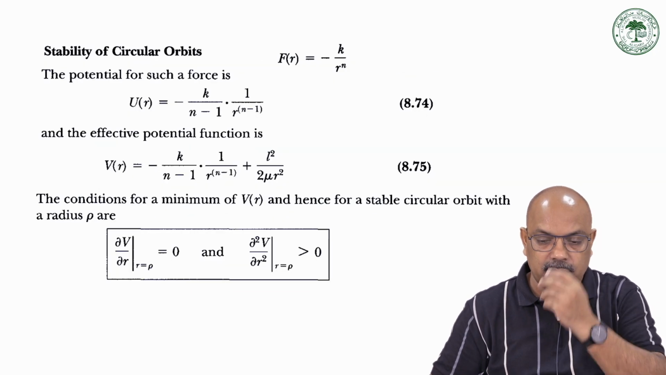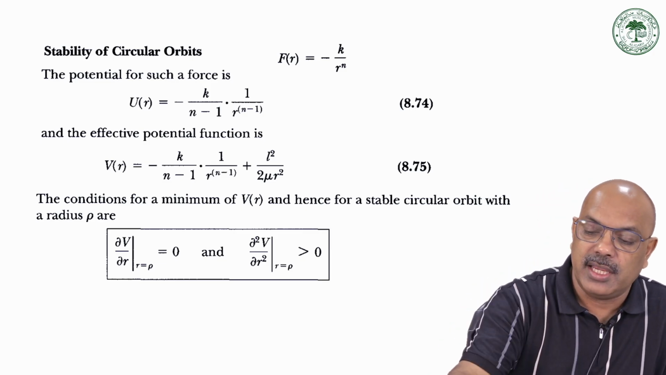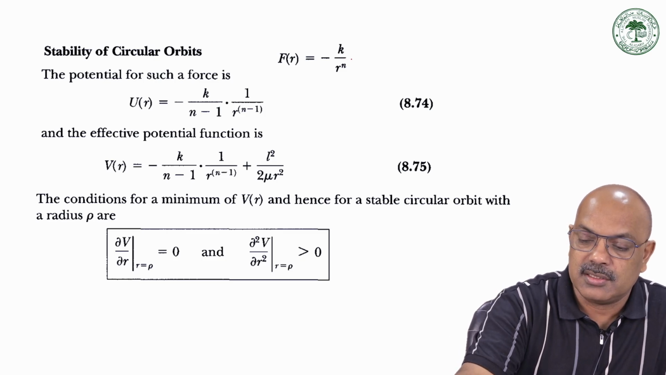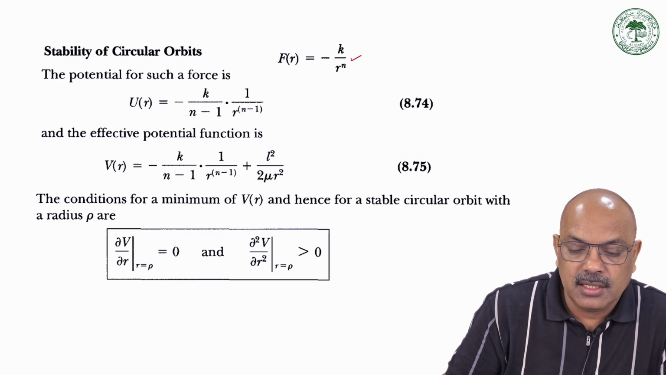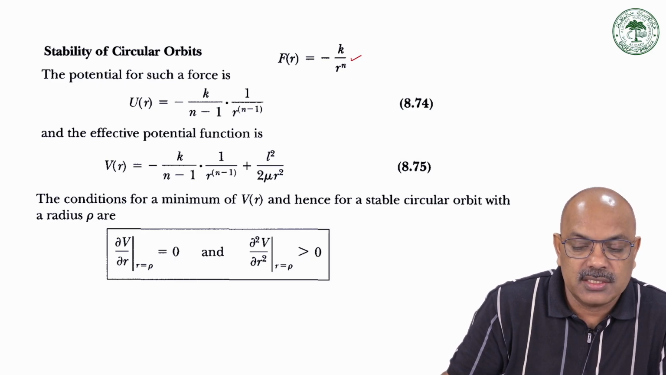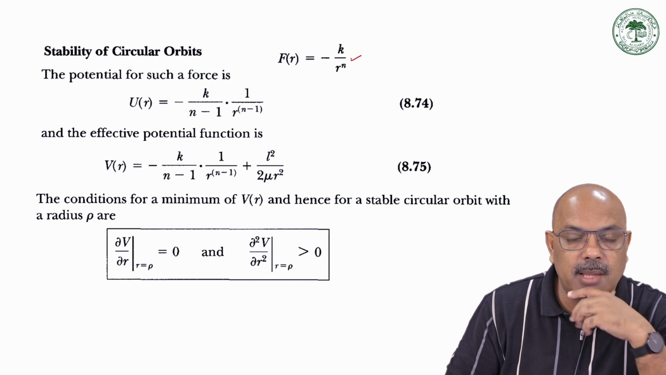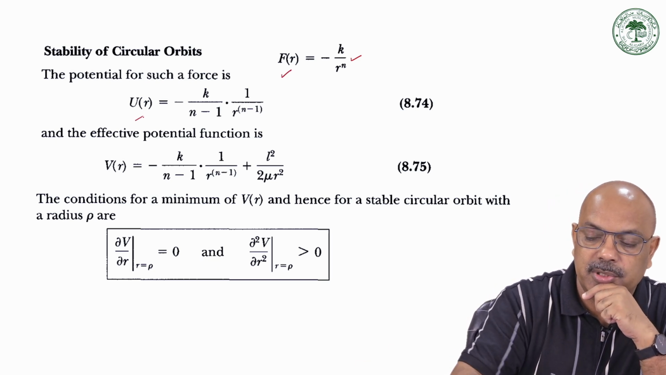In general, so that you can find the circular orbit condition for a general case, for example if the force is F equal to minus k r to the power n, then also you can prove this. This is another way you can show what the condition for stability of the circular orbit is going to be, because once you have a force, you can find the potential.